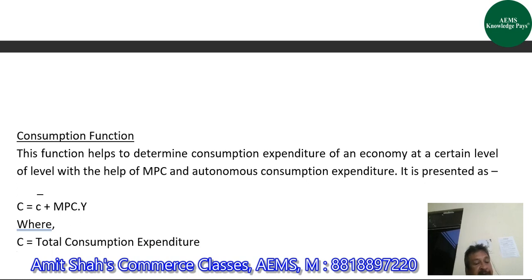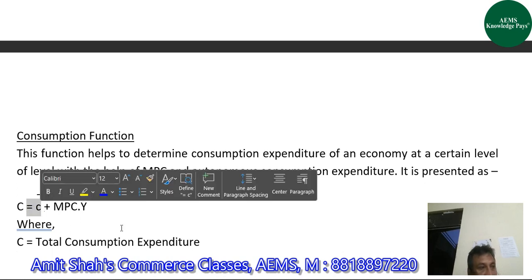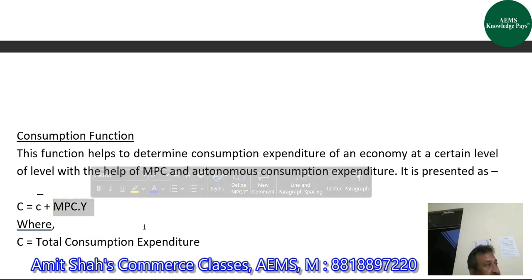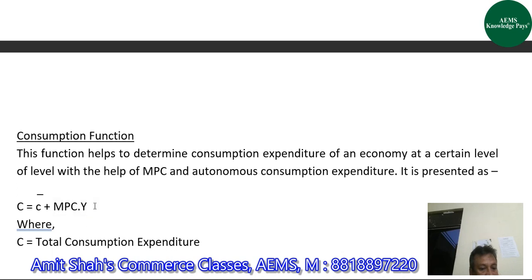And total consumption expenditure has two parts. One which does not depend on income at all, and that is autonomous consumption expenditure. And the one which depends on income, and that is calculated with the help of MPC and Y, right? Because we know that the consumption expenditure which depends on income moves in a specific way, and that depends on MPC. So suppose MPC of an economy is 0.6.